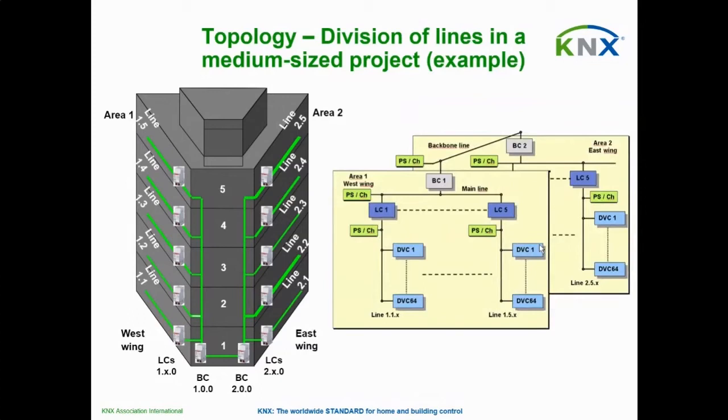In our sheets, as we've seen plenty of times, here's a visualization of what we have. The West Wing is backbone coupler one with area one and all the devices on it. And the East Wing is area two with all the devices on that, and the backbone coupler.